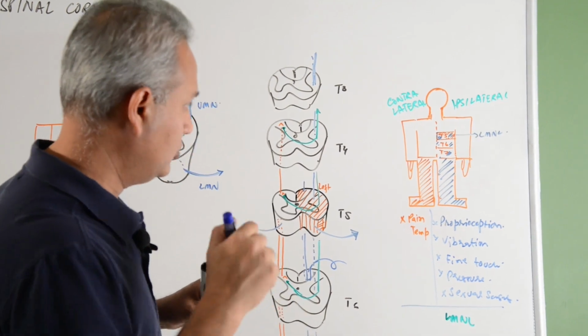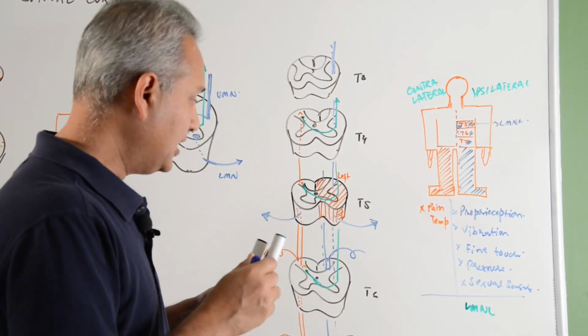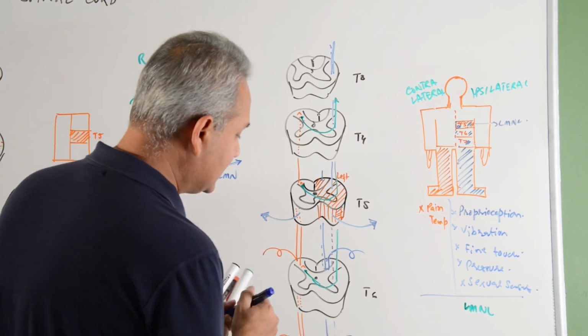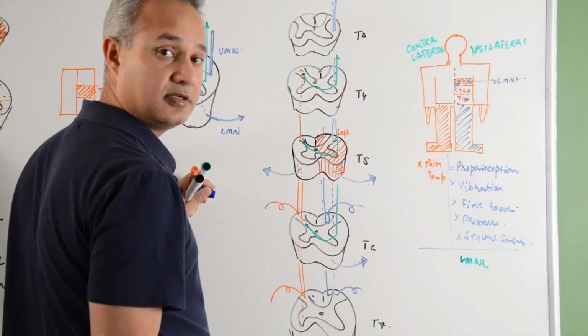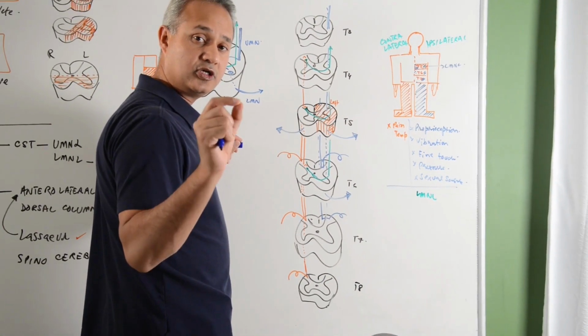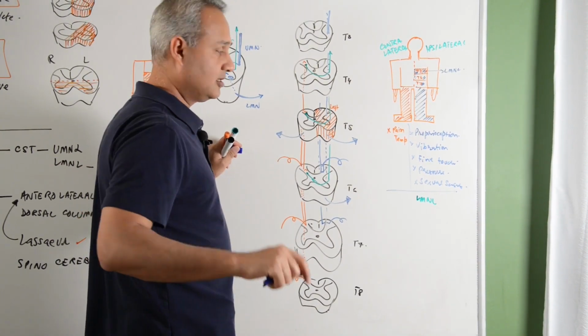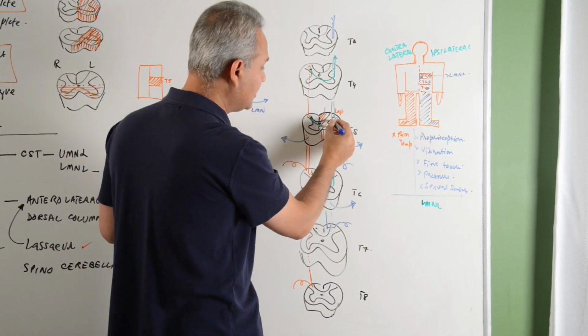How about below? How about below? This is really important. This is what they're going to test you. Below the lower motor neuron at T6, is this neuron intact or is it destroyed? It is intact. All the neurons below are intact. So lower motor neurons are fine. How about the upper motor neuron? Corticospinal tract is cut here.